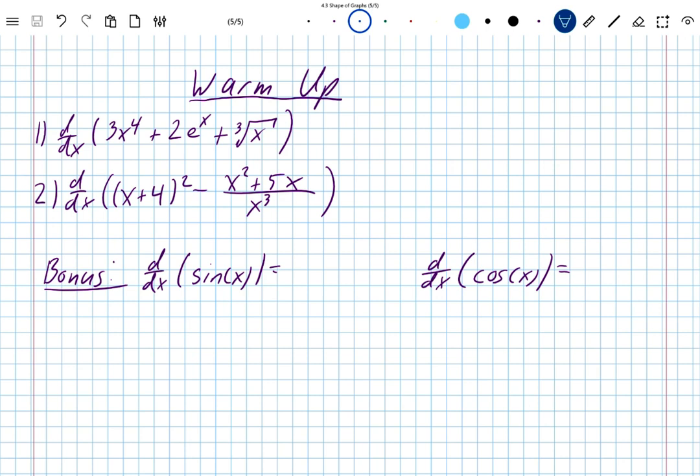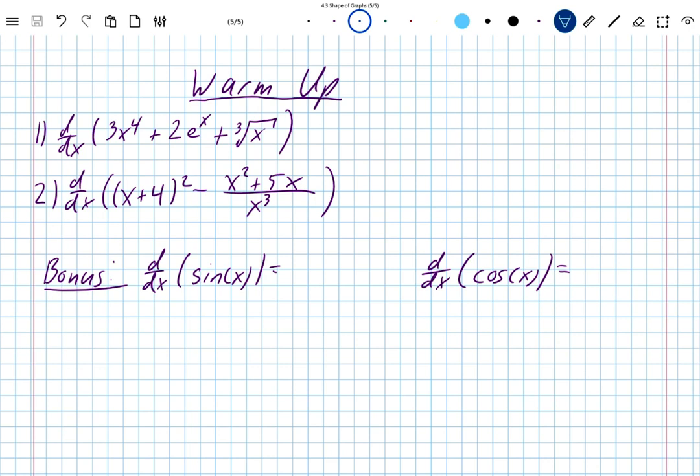All right, I think I can do this one without even moving these around. Let's see if I can do it. This is, well, it's not a polynomial because I've got this e to the x and this cube root of x, but I can still do them term by term. So let's do it term by term.